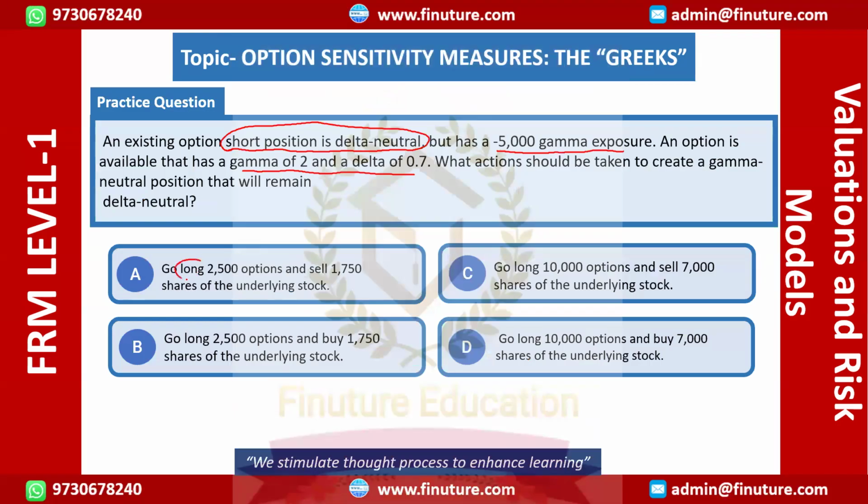So long 2500 options and sell 1750 shares. So the right option is option A. That's how you can easily make your portfolio delta neutral as well as gamma neutral. Let me rephrase the order: you can make your portfolio gamma neutral and delta neutral.